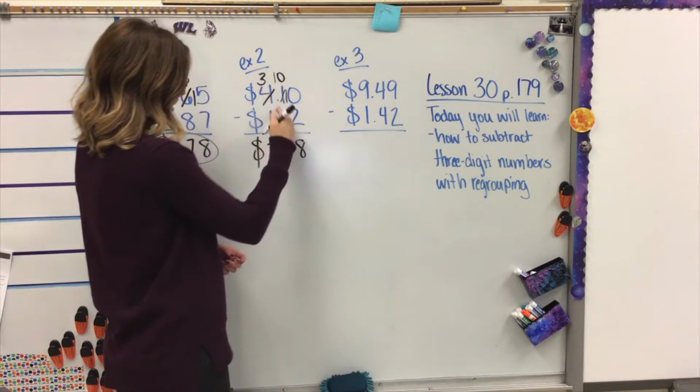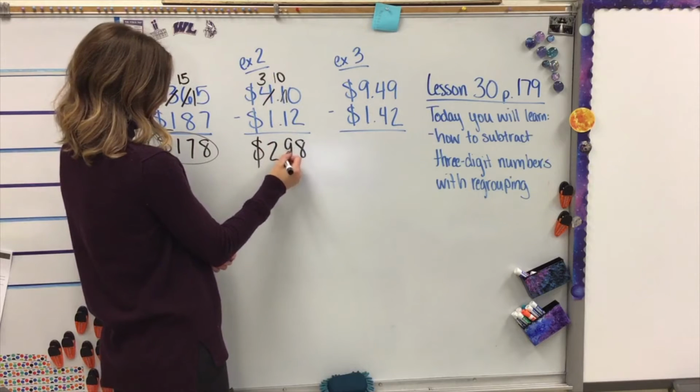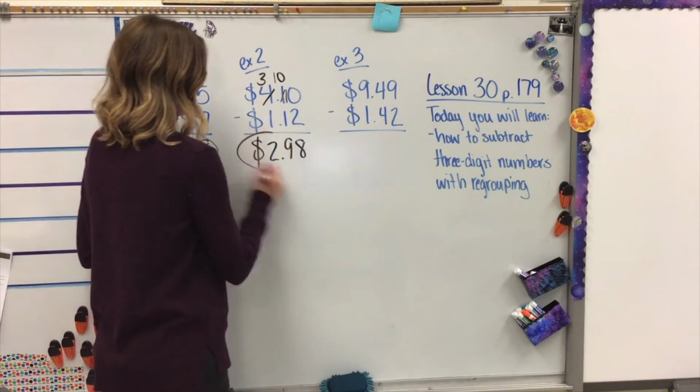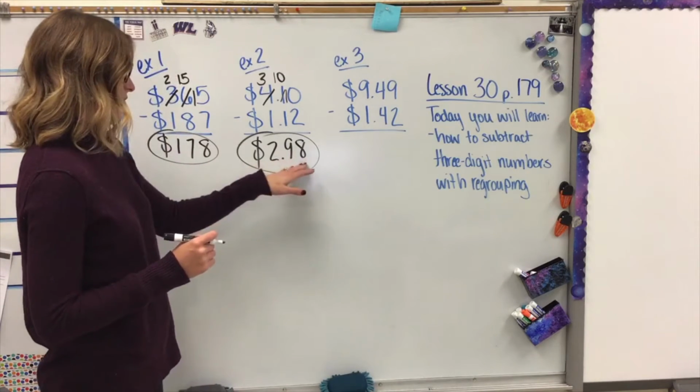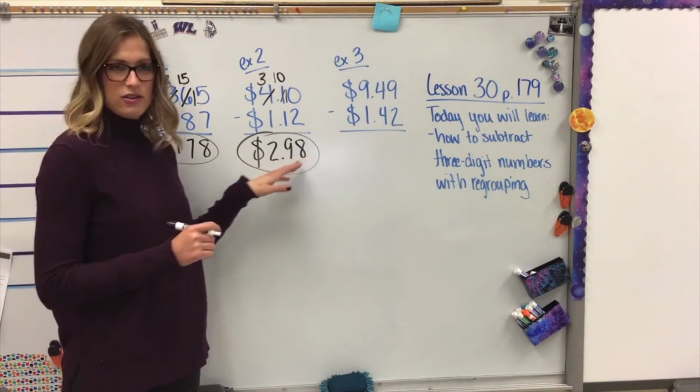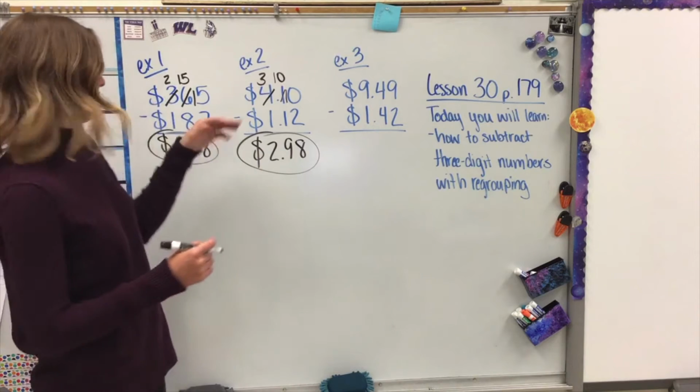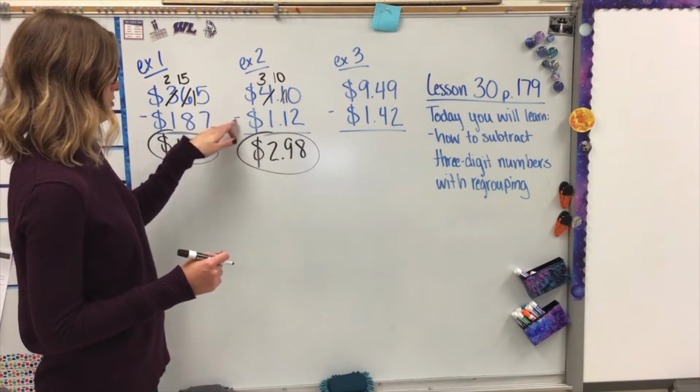Don't forget your dollar sign, and then bring down your decimal point. Notice how we stacked it and lined up those decimal points? And we got to bring that decimal point down so that we get $2.98, because otherwise $298 would make no sense, because we were taking $4 and subtracting $1.